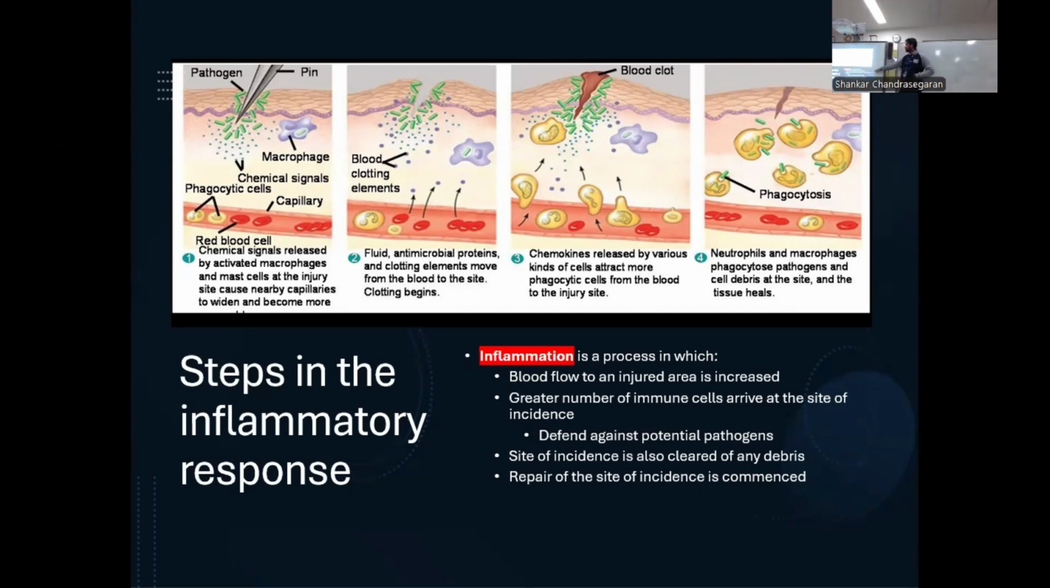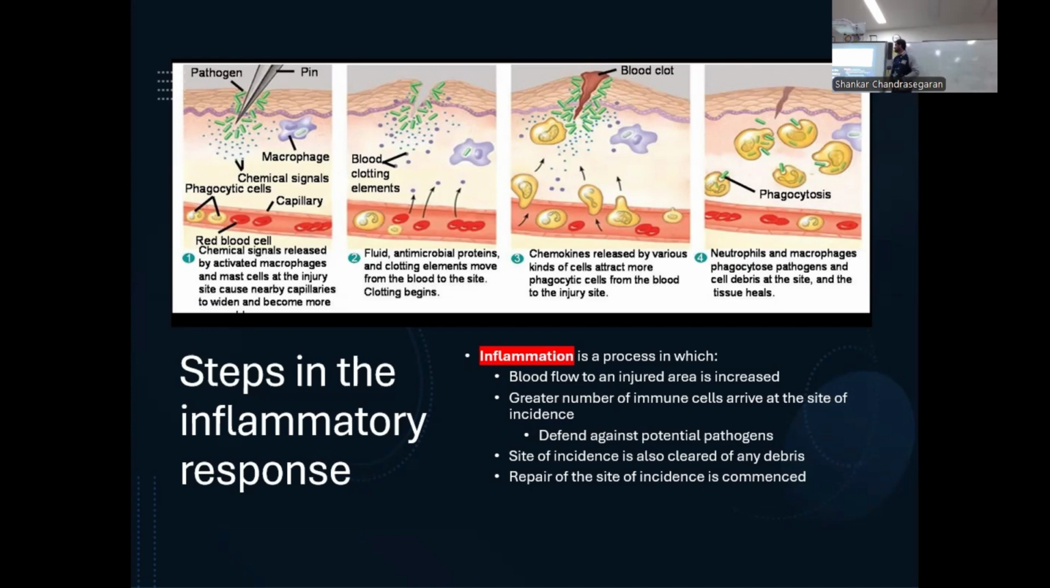One, blood flow to an injured area is increased. So it's increased, meaning that the amount of blood flowing to that region will be increased. Think of it like an emergency system that forces more fluids into that region so that more white blood cells and more platelets can arrive at the scene. Second thing is that there's a greater number of immune cells arriving at the site of incidence. Yeah, that is a downstream effect of the more blood flow.